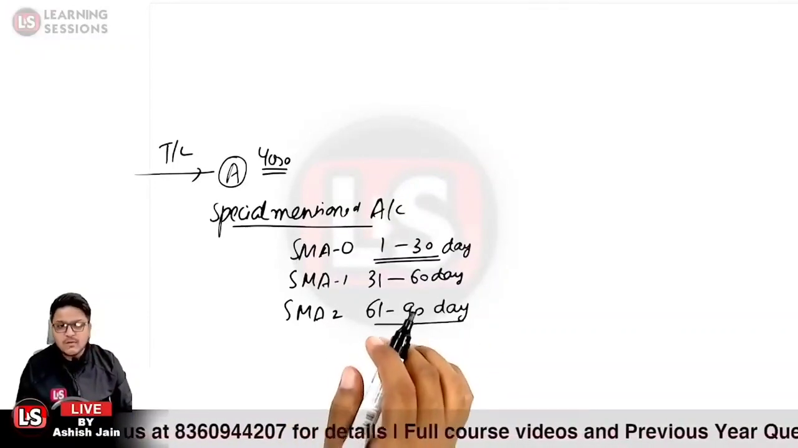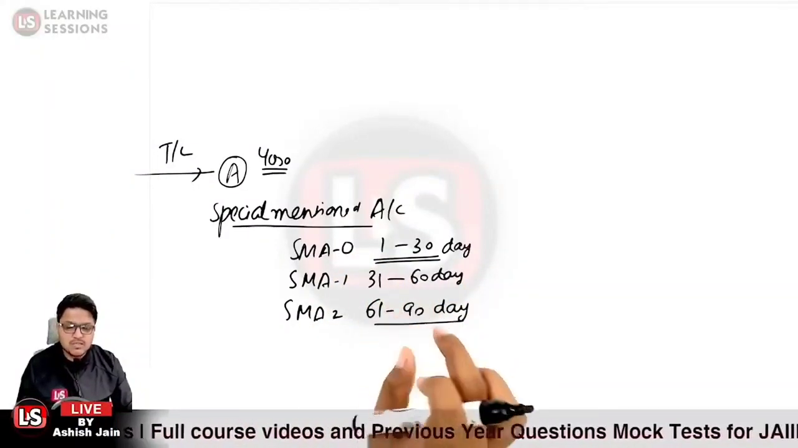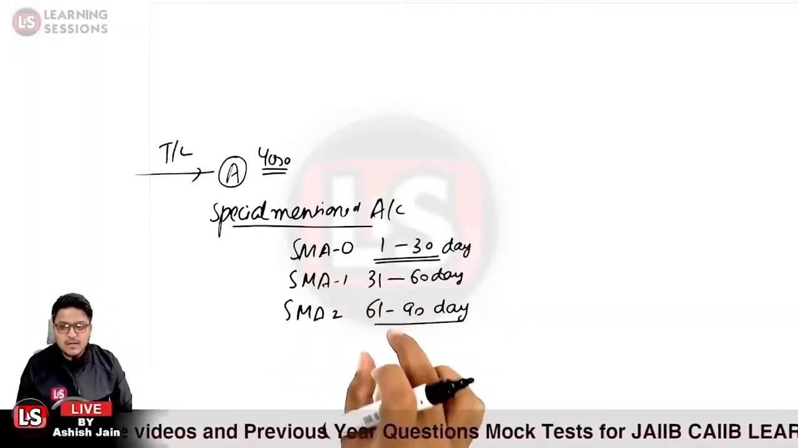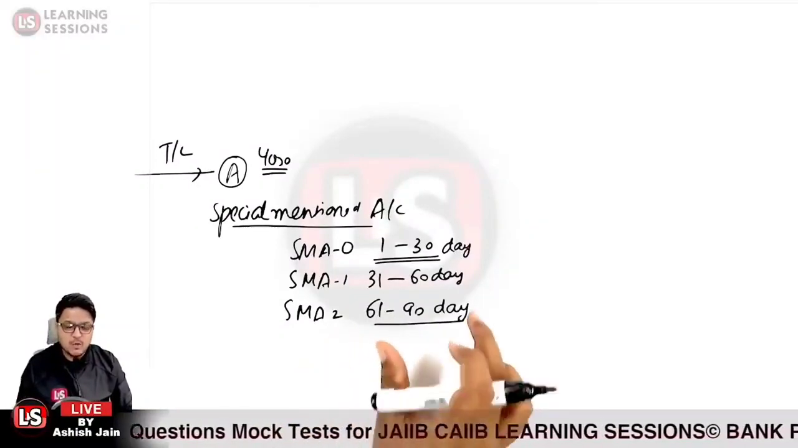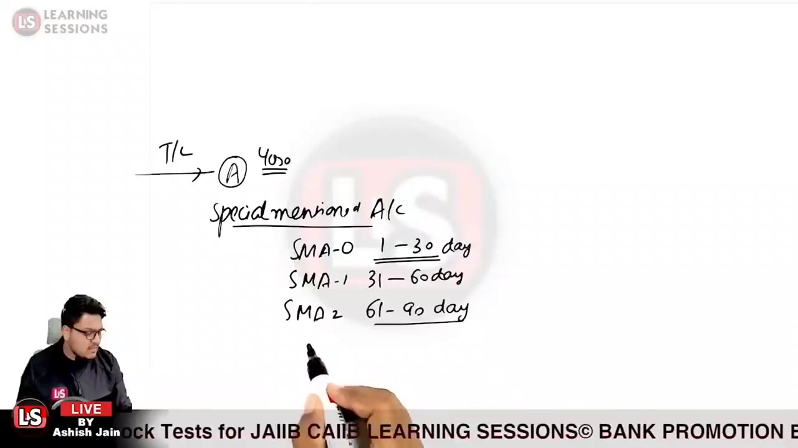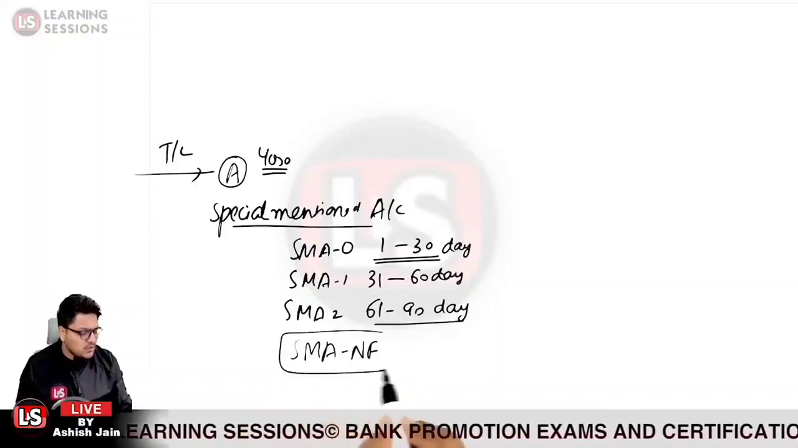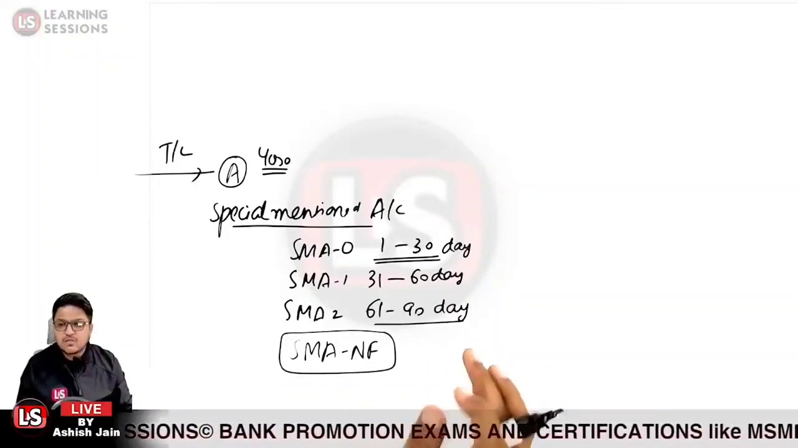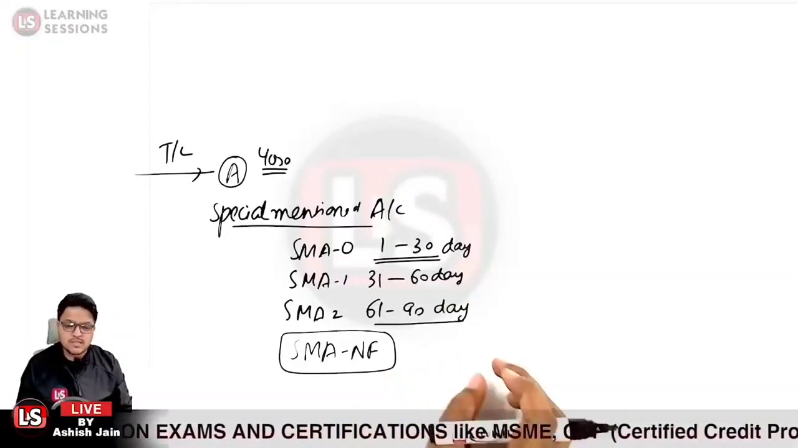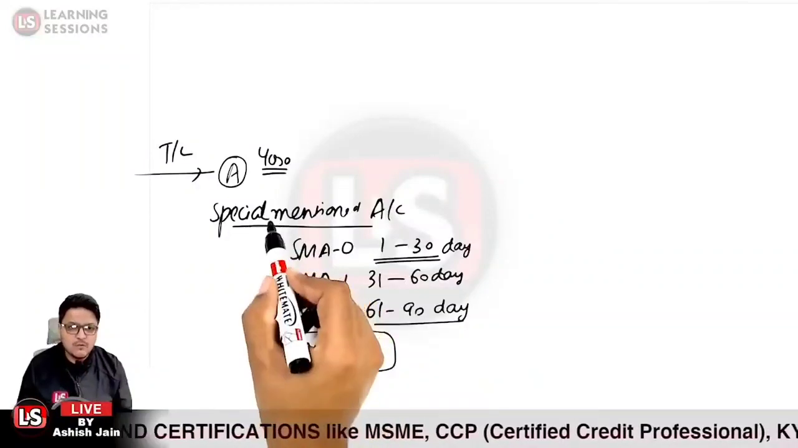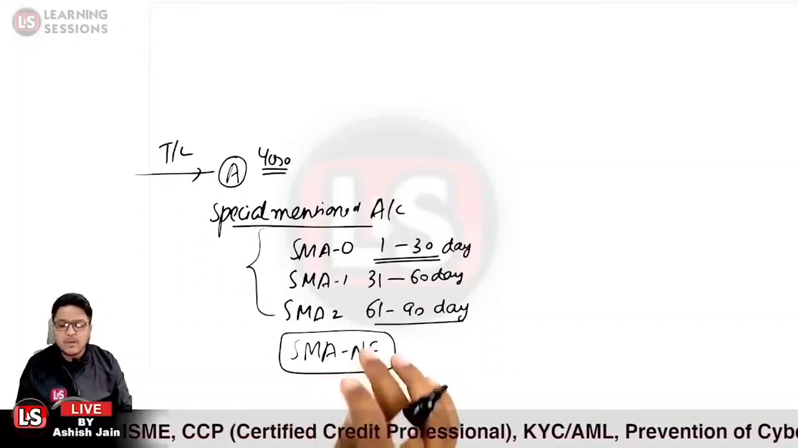Okay, so if the irregularity is there from 1 day to 30 days, in that case it is SMA 0. If the irregularity continues from the 31st to 60th day, it is SMA 1. And if the irregularity continues from the 61st day to 90th day, it is SMA 2. And the fourth category is SMA NF, that is due to non-financial reasons. Let us take the case if the stock statements have not been submitted; in that particular case it is related to non-financial reasons. Okay, for financial reasons we consider it to be of 3 types only, that is SMA 0, SMA 1 and SMA 2 only. Is that particular part clear over here?